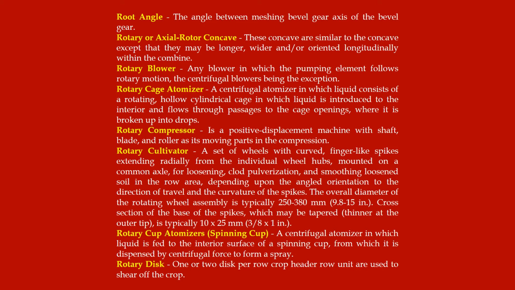Rotary compressor is a positive displacement machine with shaft, blade, and roller as its moving parts in the compression. Rotary cultivator: a set of wheels with curved, finger-like spikes extending radially from the individual wheel hubs, mounted on a common axle, for loosening, clod pulverization, and smoothing loosened soil in the row area, depending upon the angled orientation to the direction of travel and the curvature of the spikes. The overall diameter of the rotating wheel assembly is typically 250 to 380 mm, 9.8 to 15 inches. Cross-section of the base of the spikes, which may be tapered thinner at the outer tip, is typically 10 by 25 mm, 3/8 by 1 inch.